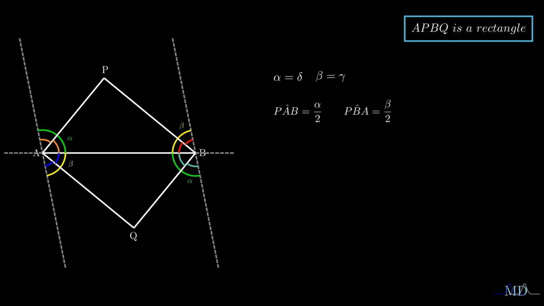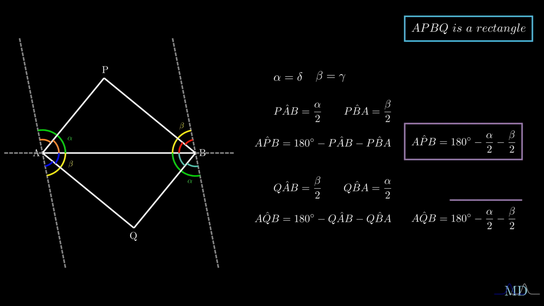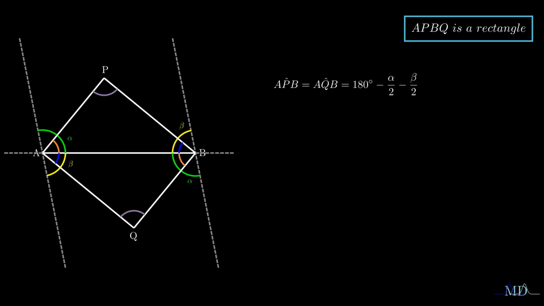If we consider the triangle APB, the sum of the internal angles is equal to 180 degrees. At this point we know that the angle APB is equal to 180 degrees minus PAB minus PBA. Then we proceed in a similar way with the triangle AQB. Here we know that QAB is equal to 1/2 of beta and QBA is equal to 1/2 of alpha. Therefore we obtain the value of AQB, that is equal to APB. We have proven that a pair of opposite angles of the quadrilateral are congruent.